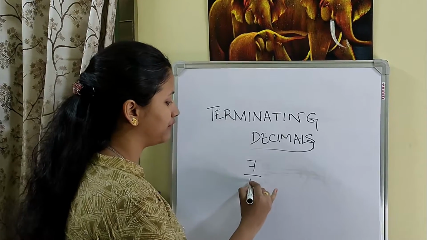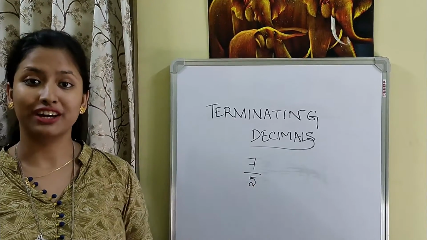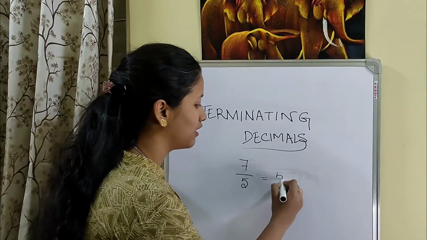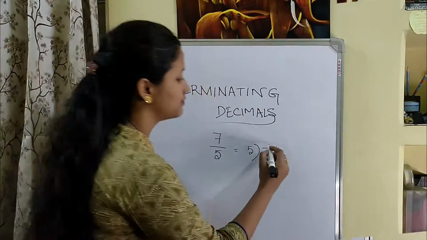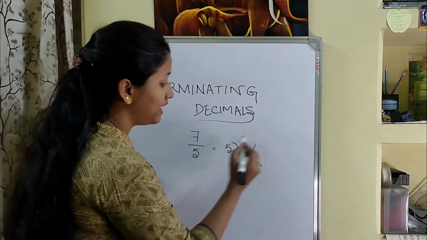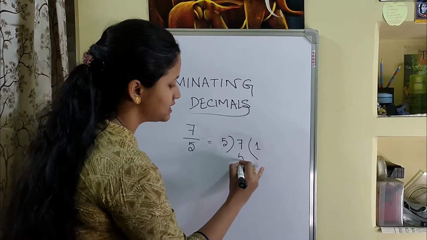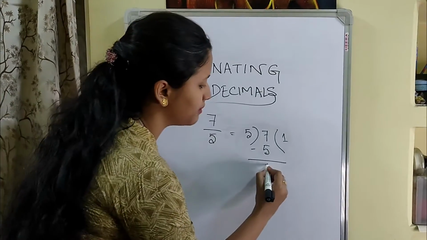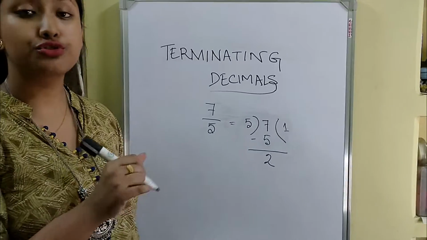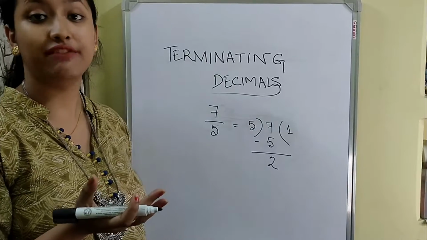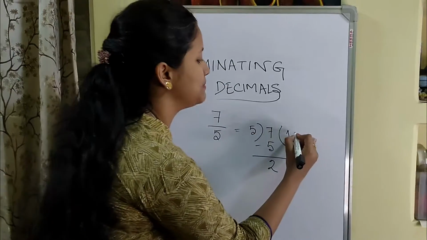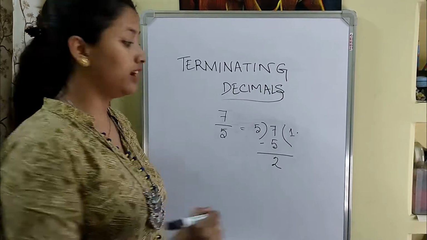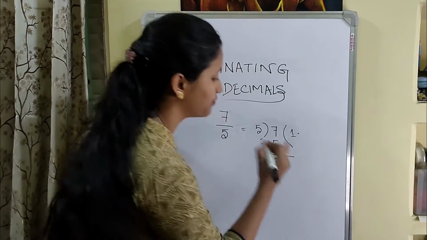7 by 5. How do I convert this fraction into a terminating decimal? 5 times 1 will give us 5. Now, on subtraction, you get a remainder 2. You know 2 can no longer be divided by 5, so we take the help of a decimal. On putting a decimal point over there, you get a 0.